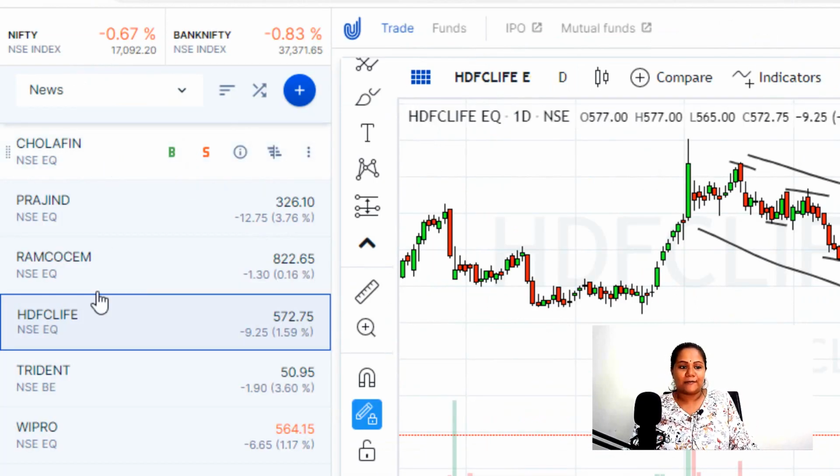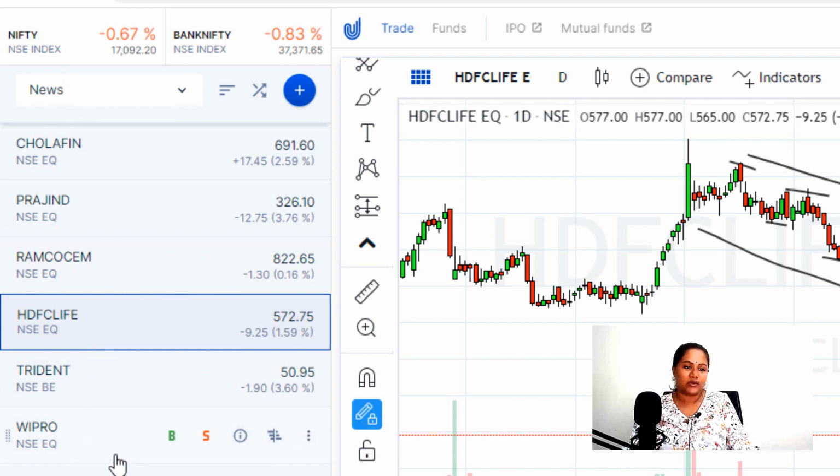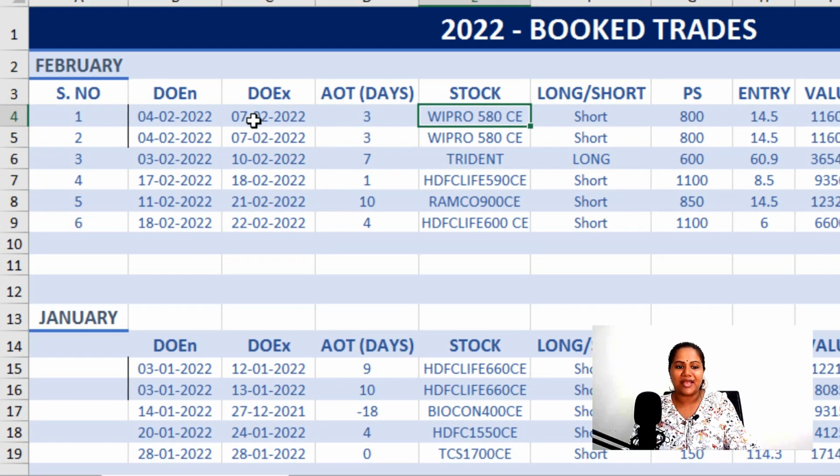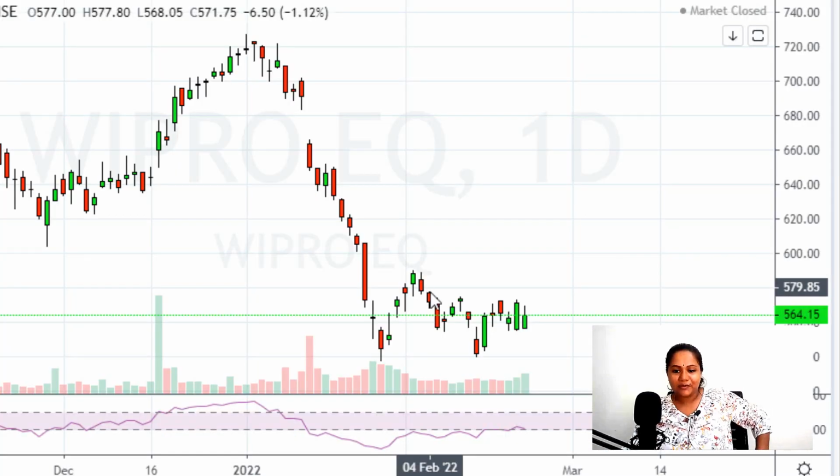So these are the different stocks in which I took trades, friends. First one was Wipro, 580. See, February 4th. This is the day on which I sold the 580 call. At the time it was only at 576. The expiry was on the 24th.